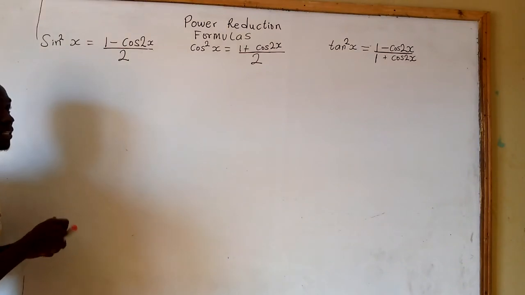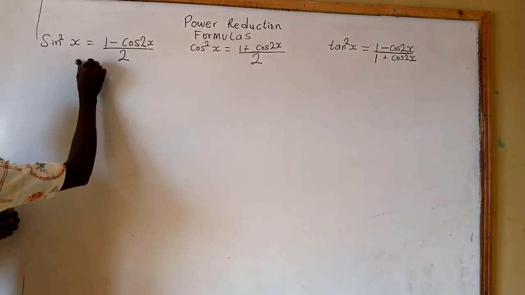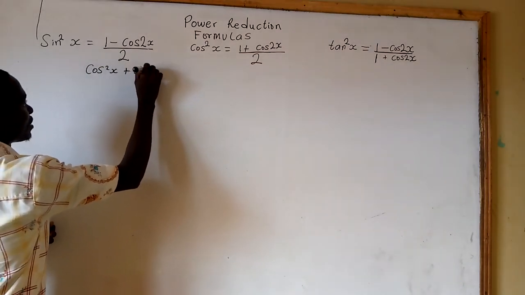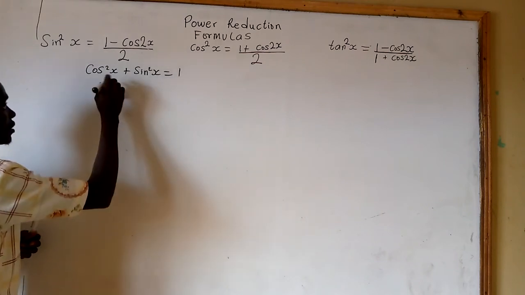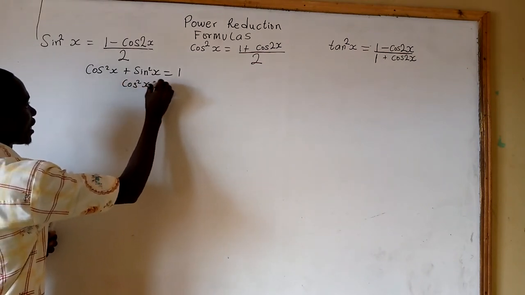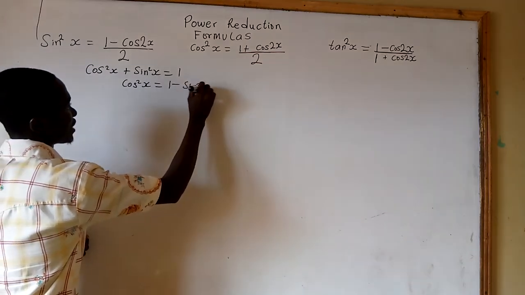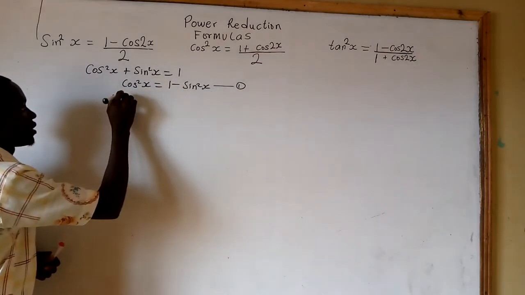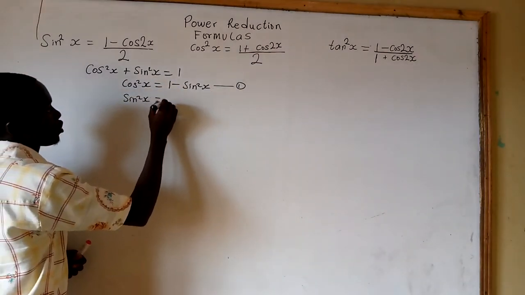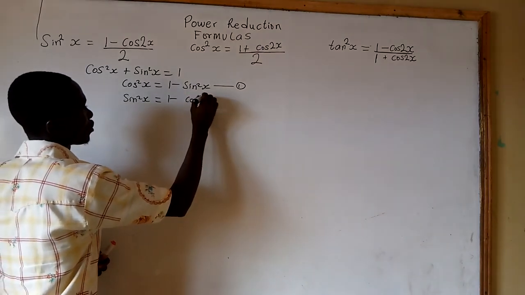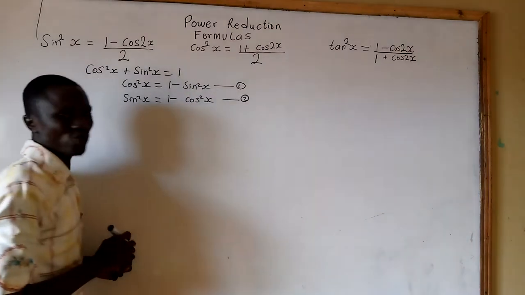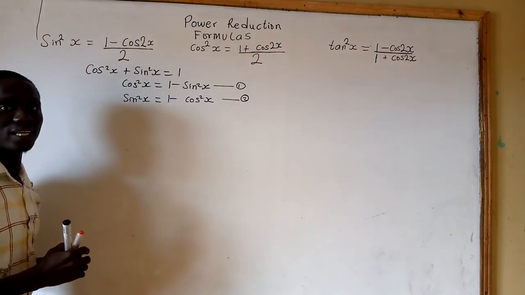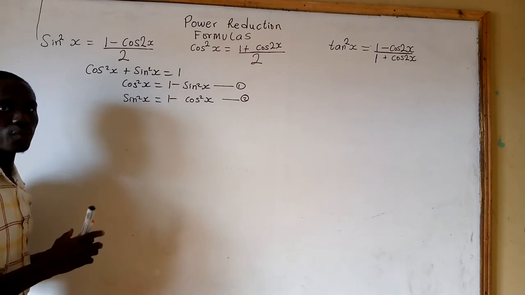Let us begin by considering the basic trigonometric identity: cos squared x plus sine squared x equal to 1. Cos squared x equal to 1 minus sine squared x. Equation 1. Sine squared x equal to 1 minus cos squared x. Equation 2.